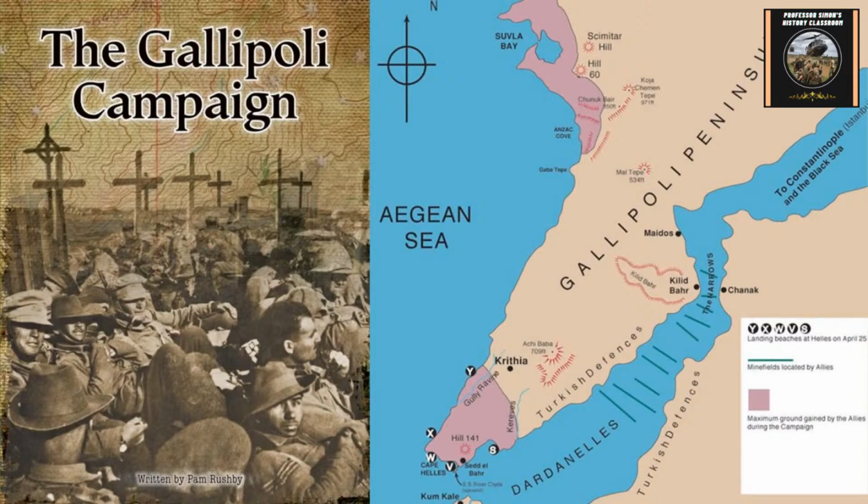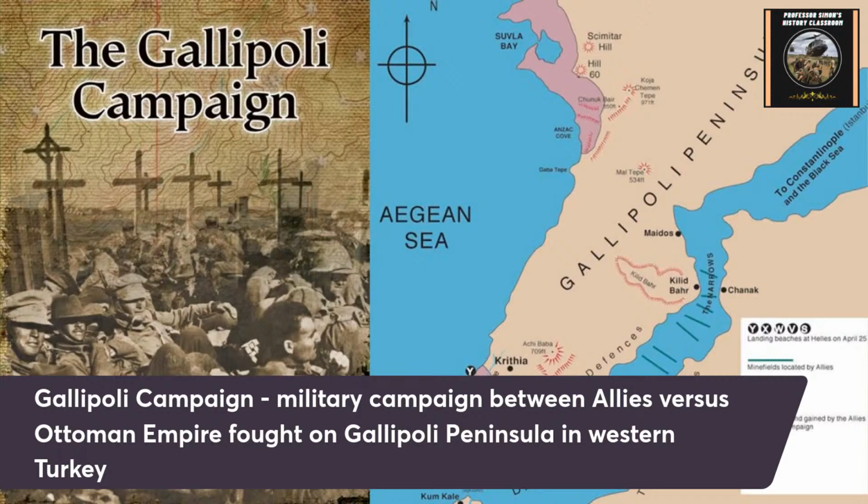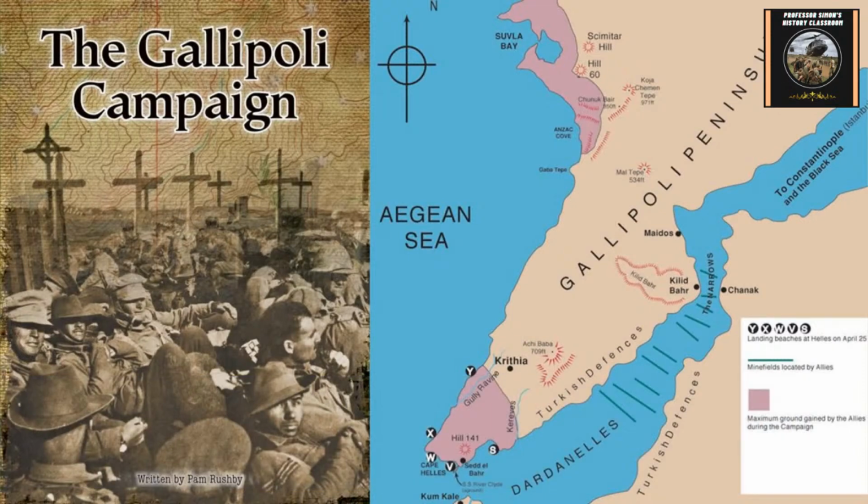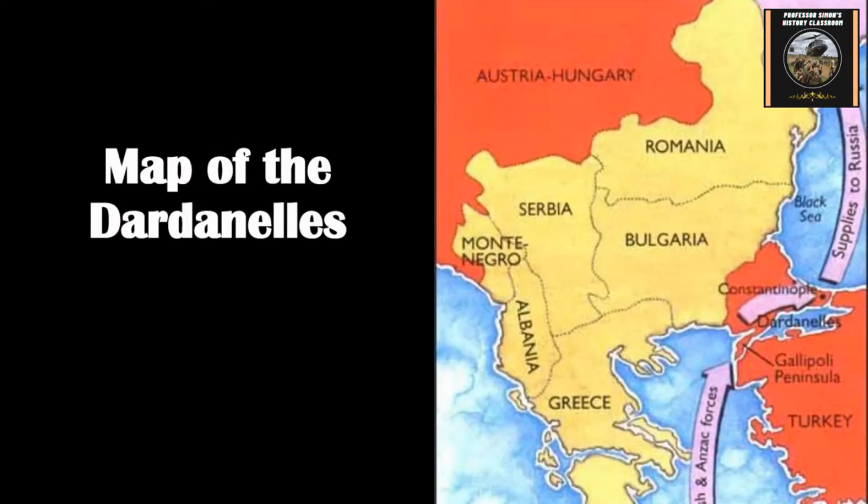It was a campaign fought between the Allied side, which was mostly the British, along with various allies like the French, with the Anzacs also involved. They fought against the Ottoman Empire in an attempt to take the Gallipoli Peninsula in western Turkey. Part of why this happened was that the Ottoman Empire joined the Central Powers at the beginning of the war in 1914.